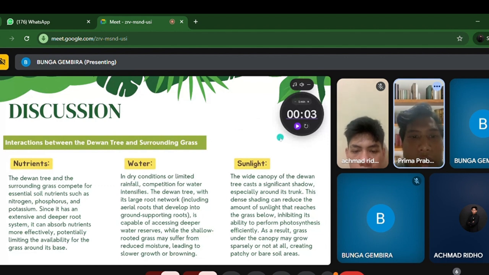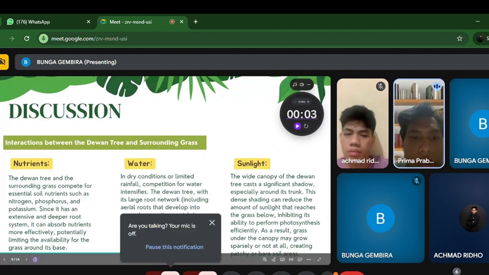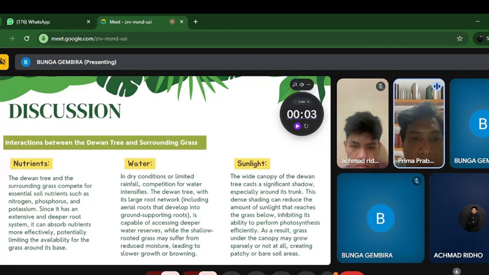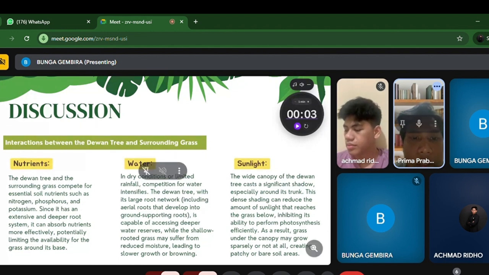Okay, actually the question is the interaction between the Dewan tree and the surrounding grass. The first one is nutrients. The Dewan tree and the surrounding grass compete for essential soil nutrients such as nitrogen, phosphorus, and potassium. Since it has an extensive root system, it can absorb nutrients more efficiently, potentially limiting the availability for the grass around its base.